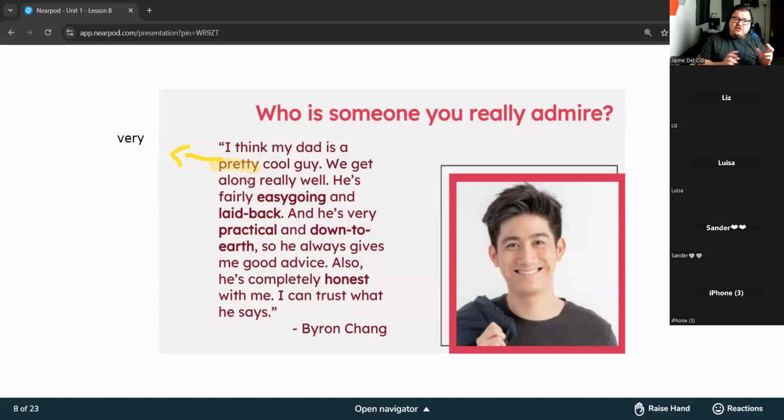Now the word pretty when we use it in this case is more like an informal word. Okay, so it's a word that we use with friends and family. So my dad is a pretty cool guy. We get along really well. Este verbo ya lo habíamos visto también. Get along. So no está marcado en negrita, pero creo que vale la pena que se los recuerde. So get along is llevarse bien. We get along really well. He's fairly easygoing. Okay.